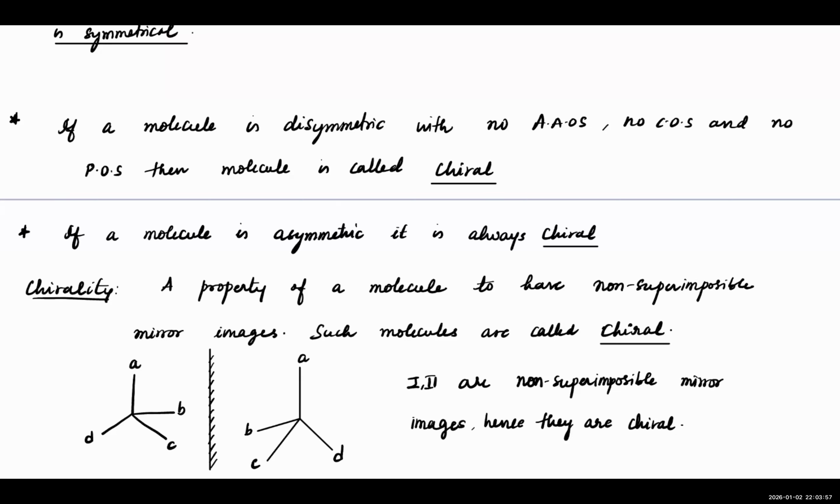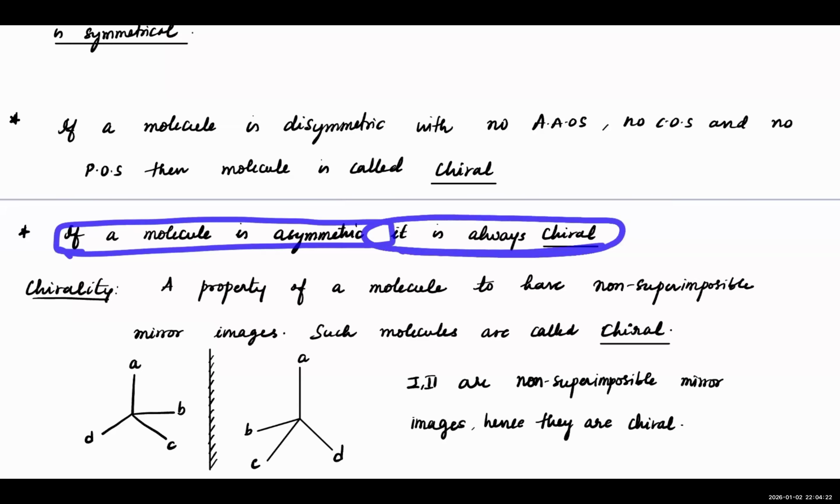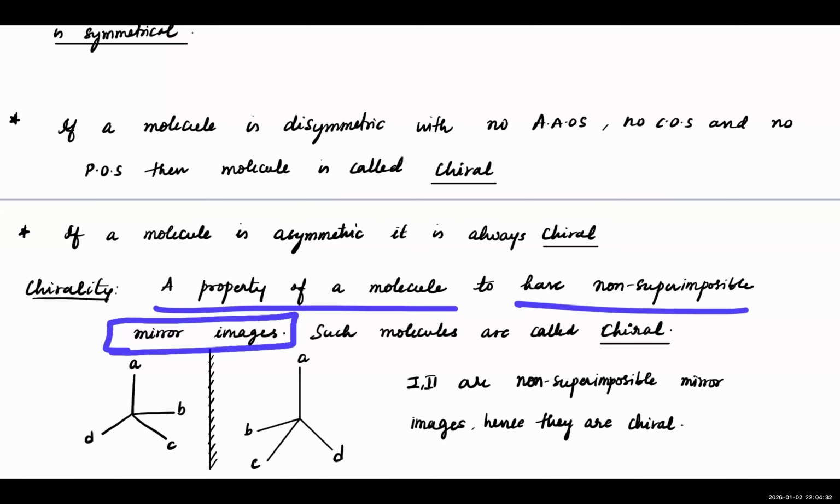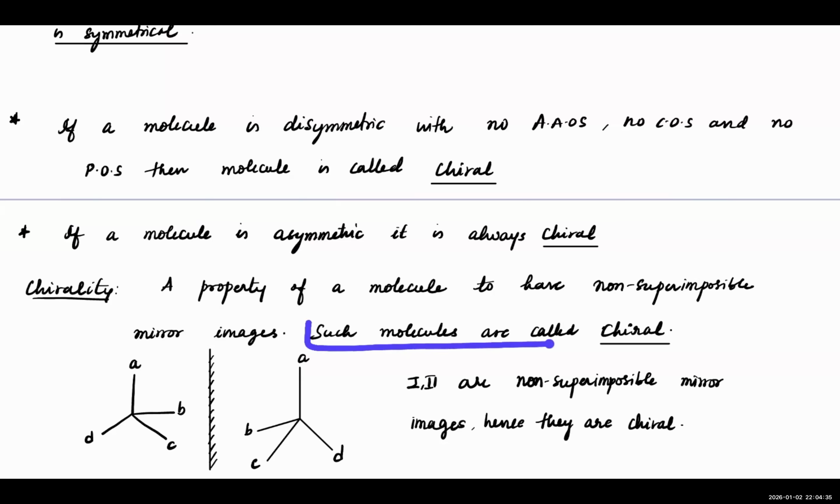Chiral is a property, everybody. Chirality is a property. It is not some kind of technical term, it is not some molecular formula or molecular name. Clear? Chirality is a property of a molecule. If a molecule is asymmetric, it is always chiral. Asymmetric means it is always going to remain chiral. Now, what is chirality? A property of a molecule to have non-superimposable mirror images. Such molecules are called chiral.